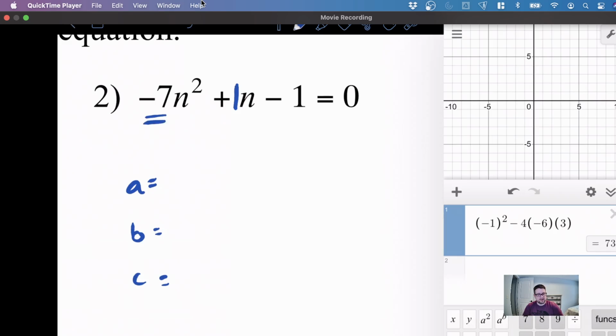A is the number in front of n squared, so it's going to be -7. B is the number in front of n, so that's going to be a +1. And C is the last number, which is a -1, so I'm going to put a -1.